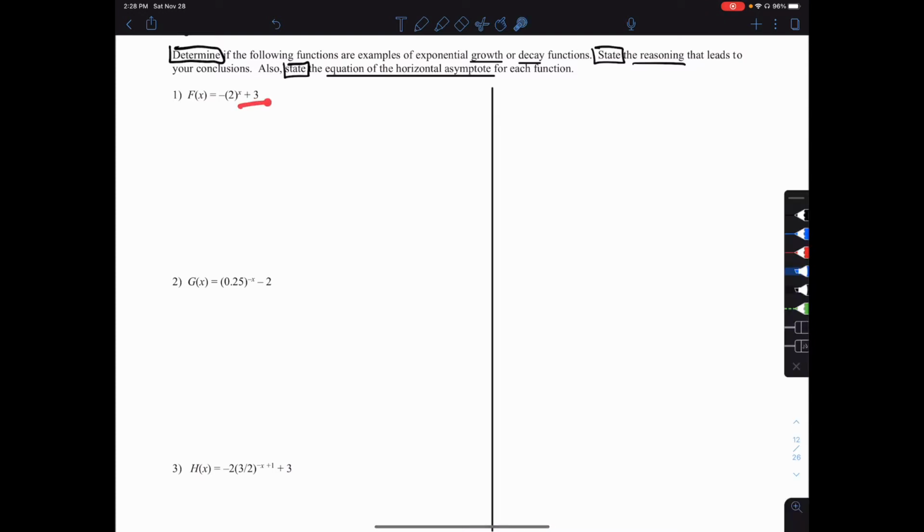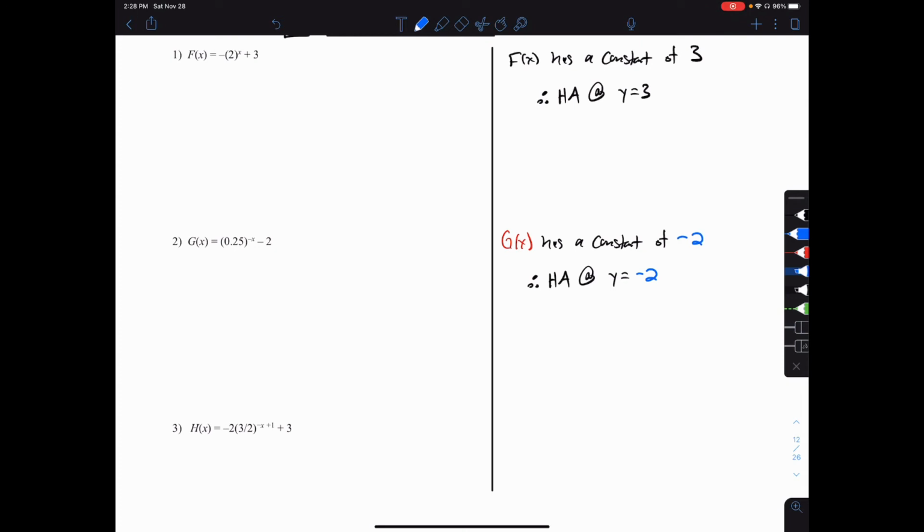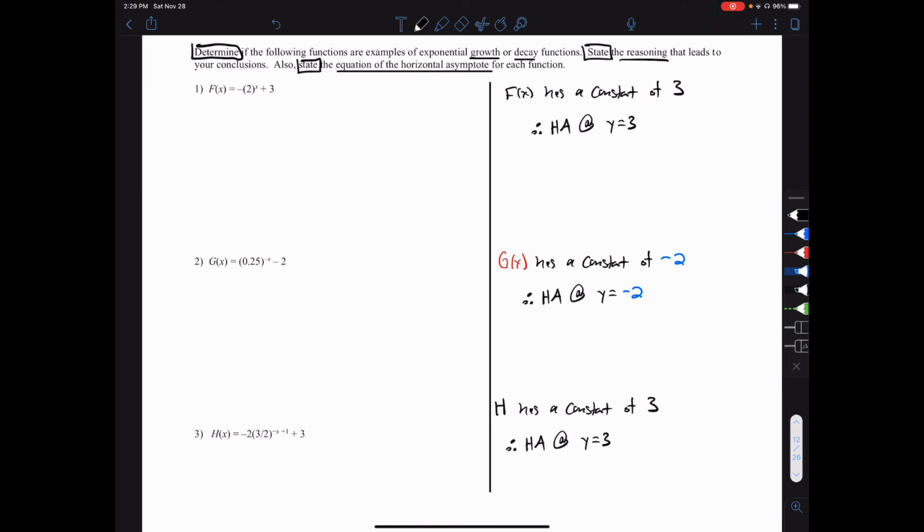Here, k is 3. We're going to call that the constant. f of x has a constant of 3. Therefore, there's a horizontal asymptote at y=3. This next one is g of x. It has a constant of -2. Therefore, it has a horizontal asymptote at y=-2. And h has a constant of 3, so it has a horizontal asymptote at y=3. So that part's done, stating the horizontal asymptote.